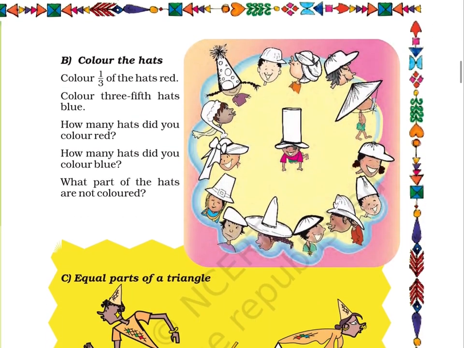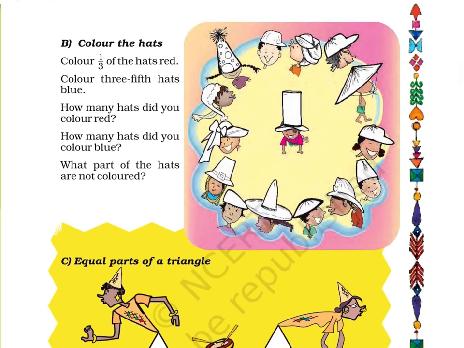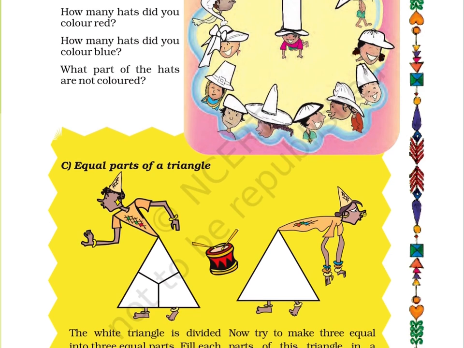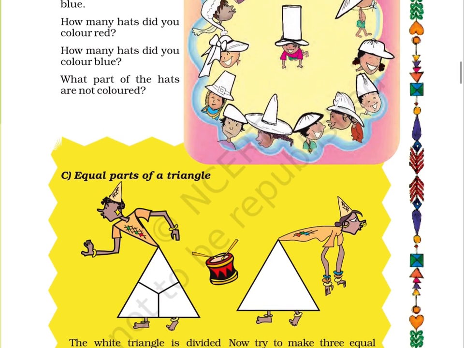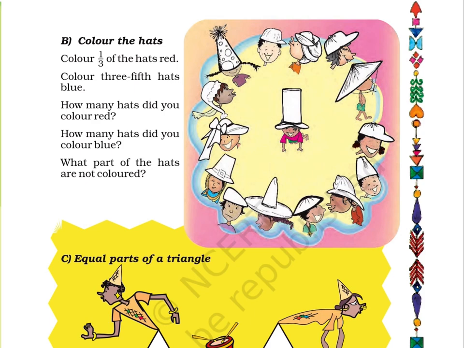Page 53. B. Color the hats. On the right side of the page we see a picture with many hats which are worn by different children. They are all white so far, and you have to do the coloring as instructed. Color 1/3 of the hats red. Color 3/5 hats blue. How many hats did you color red? How many hats did you color blue? What part of the hats are not colored?